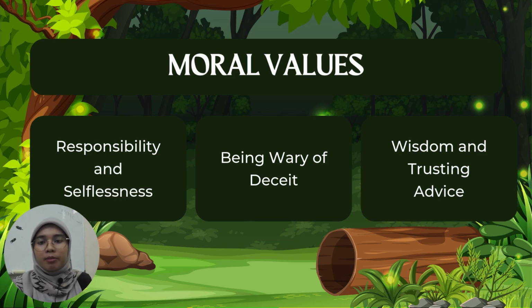And the next moral value is about being wary of deceit, where in this case, Rudy's character shows the danger of deception as he uses tricks to get what he wants. So this part of the story teaches us to be cautious and to recognize that not everyone has good intentions.